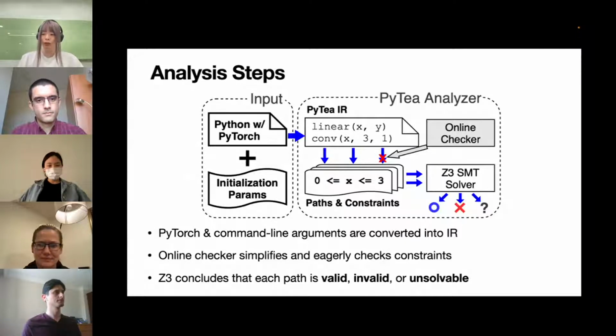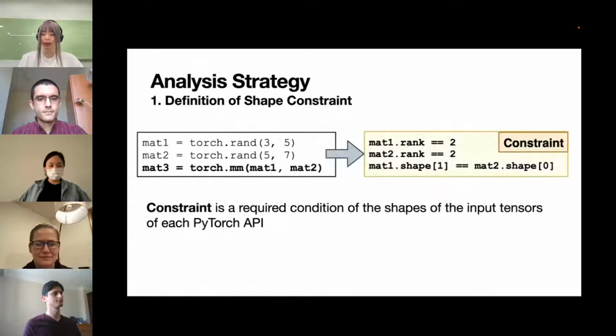So here is the overall structure of the PyT analyzer. First, PyTorch code and command line arguments are converted into PyTIR, which we defined. And next, PyT traverses the IR and collects the shape conditions of every potential execution path. From this, the online checker simplifies the conditions and eagerly checks each trivially false condition. Finally, Z3's SMT solver tries to solve the collected constraint set and concludes that each execution path is valid, invalid, or unsolvable.